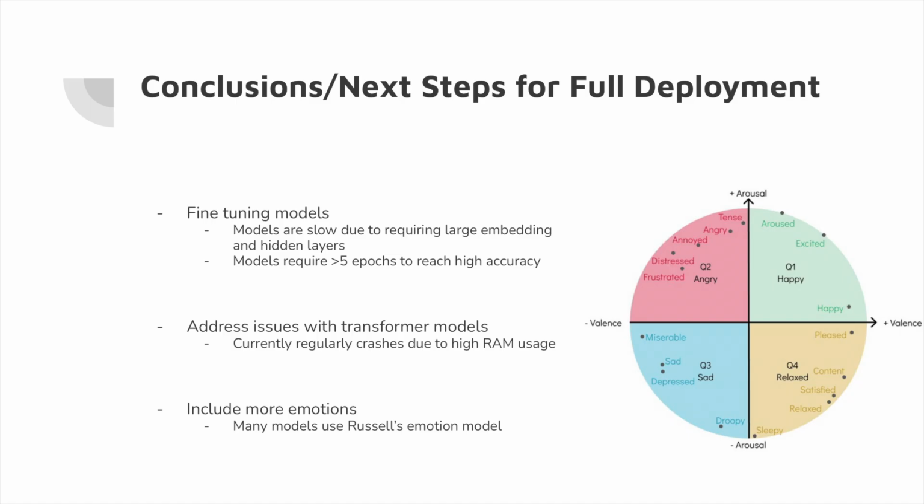Since an important part of this project was discussing deploying these models into applications and systems, I wanted to discuss some next steps that could be taken if this model were to be deployed into a fully featured application. Firstly, these models are very slow to train due to requiring large embedding and hidden layers and a large amount of epochs to reach satisfactory accuracy. I believe that with more time, a sweet spot of parameters could be found that could be the perfect balance between large layers that allow for high accuracy and smaller layers that allow for fast training.